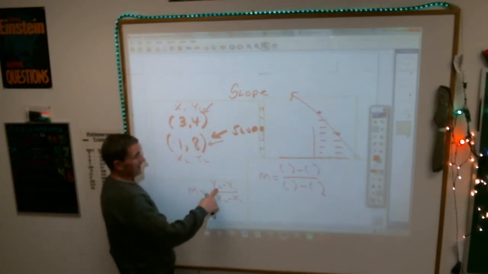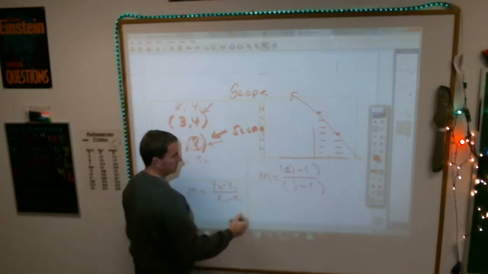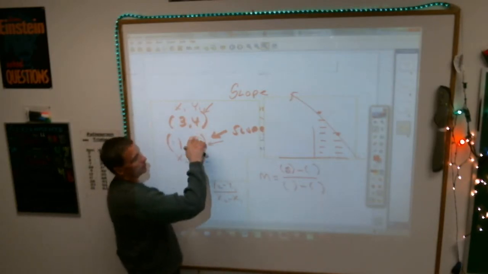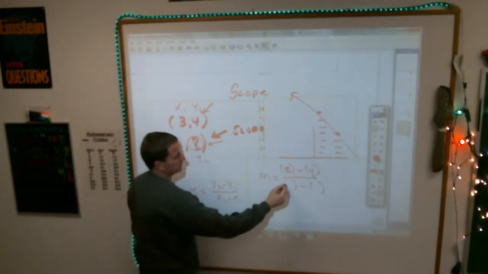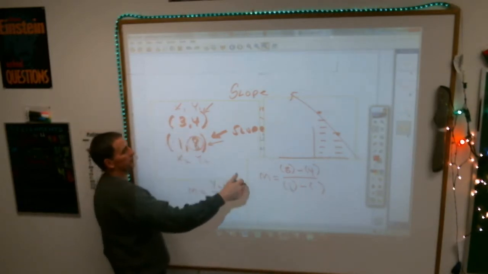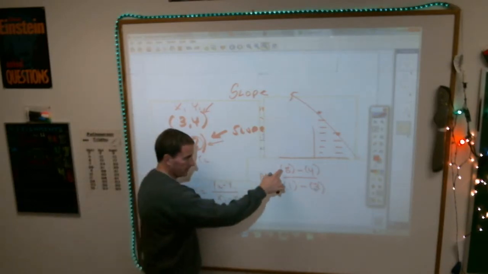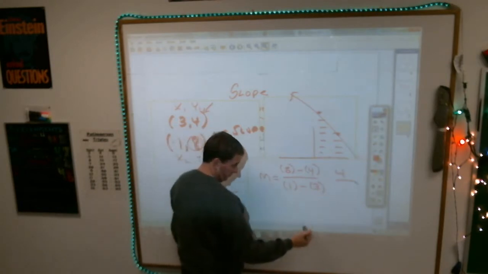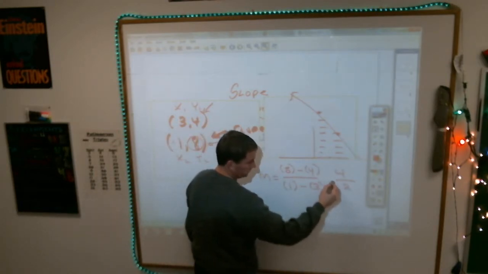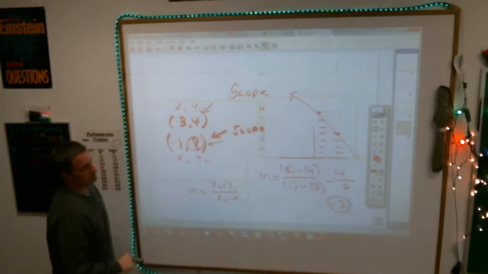So, y sub 2 I called 8. This was my y sub 2, so I put an 8 there. Y sub 1 I called 4, so I put the 4 there. X sub 2 I called 1. And x sub 1 I called 3. So the slope of my line is going to be whatever 8 minus 4 is over whatever 1 minus 3 is, which is a negative 2. So my slope actually ends up being negative 2 when it's all simplified.